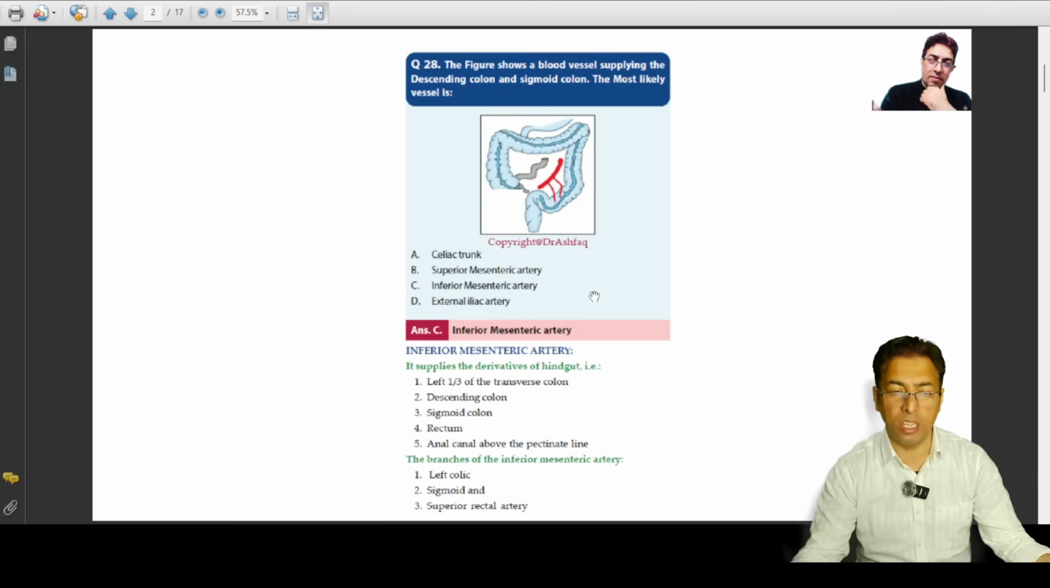As far as the arterial distribution of the inferior mesenteric artery is concerned, we're well aware that it supplies the left one-third of the transverse colon, the descending colon, the sigmoid colon, the rectum, and the anal canal. So that is how we arrive at the correct answer, and this is how clinical cases are presented. You are given such types of questions in your NEET PG and FMG examinations.